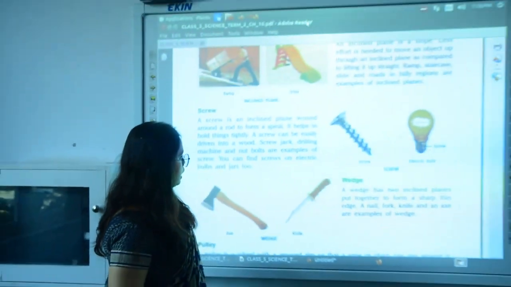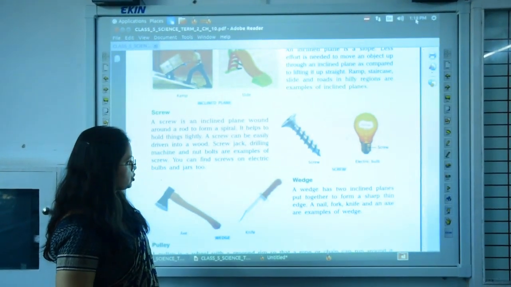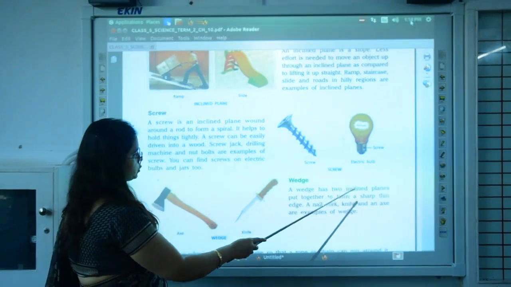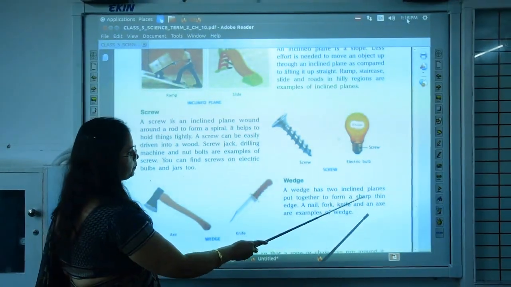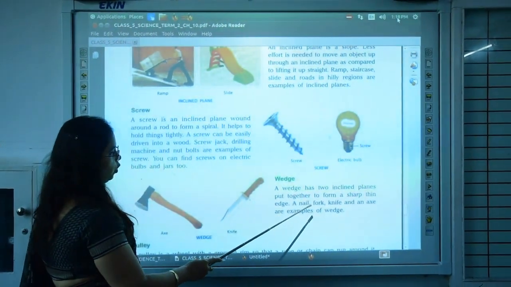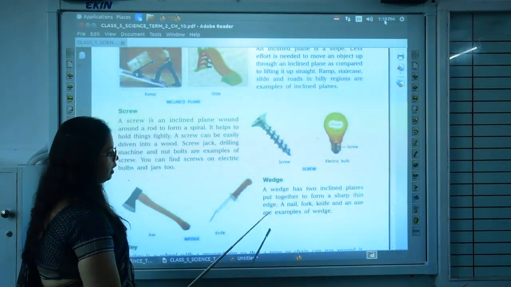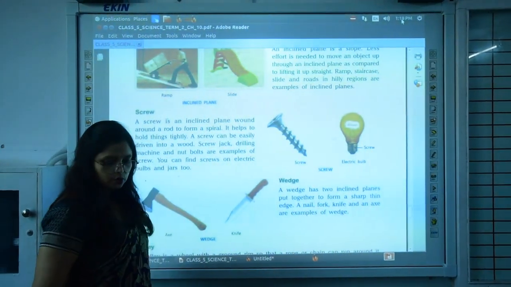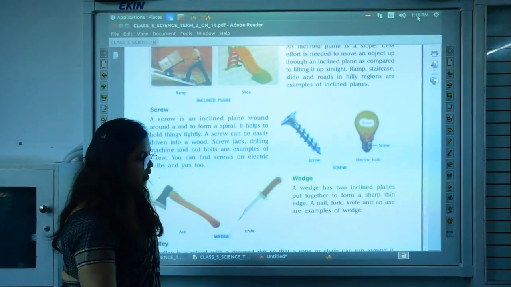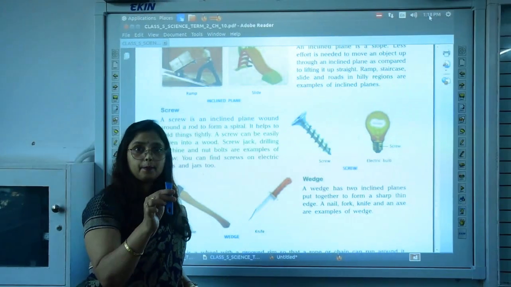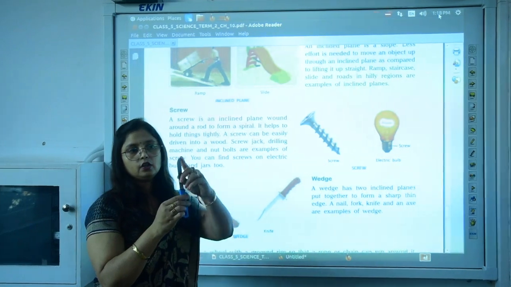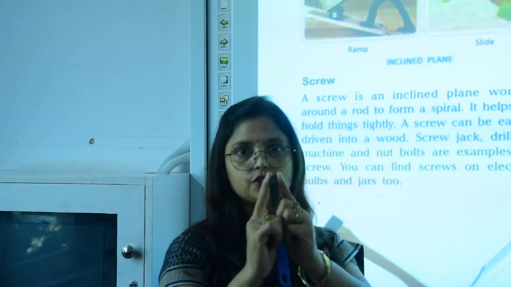Now, another type of simple machine is wedge. A wedge has two inclined planes put together to form a sharp thin edge. A nail, fork, knife and an axe are examples of wedge. So, you can see here knife, it is one of the examples of a wedge. Here two inclined planes are attached at one point, one tip is formed over here. So, this sharp tip is formed by joining of two inclined planes, it makes a wedge.